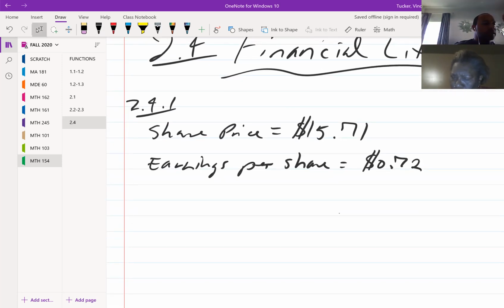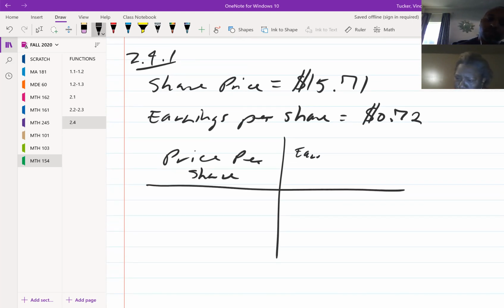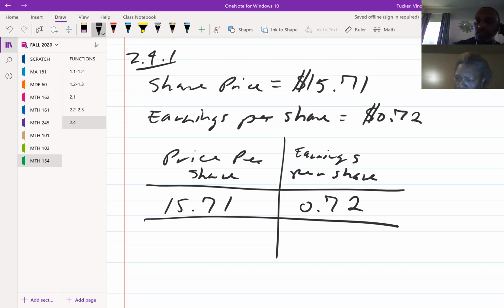And so one way we can look at this is as a ratio. What we were trying to find, let me go back to the problem, is to compute the PE ratio. So if we're looking at price per share, the first one I just mentioned is 15.71 to 0.72. And we want to know what's the price per share for $1 earnings per share.